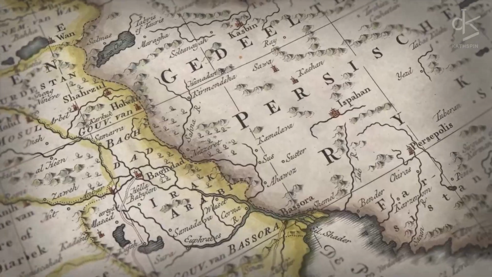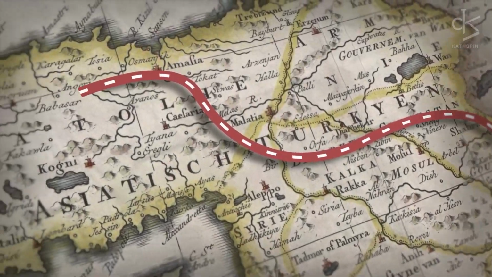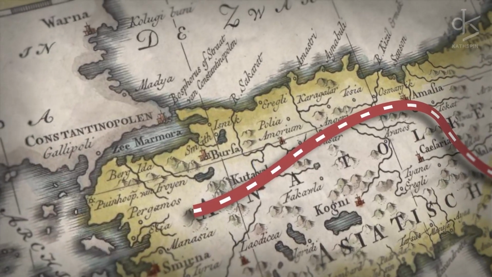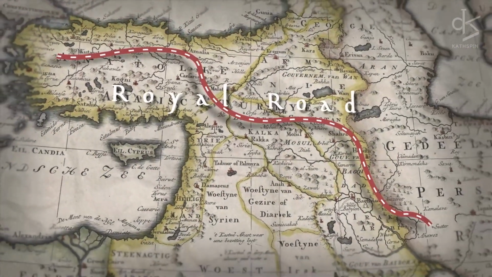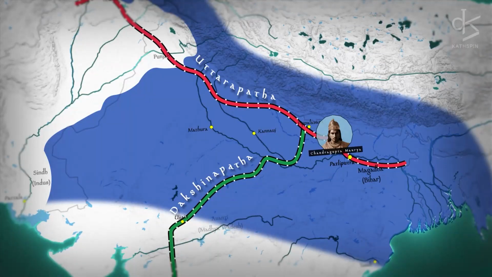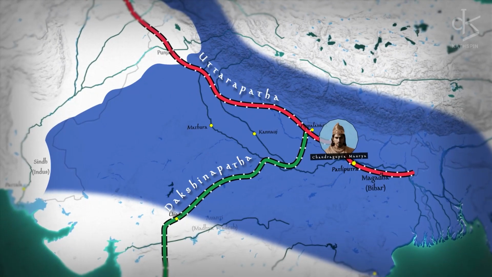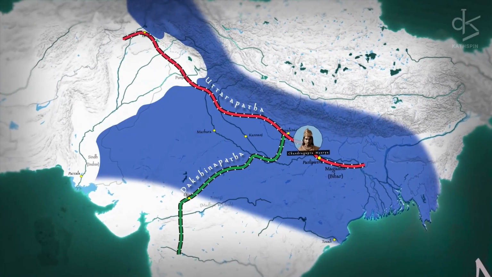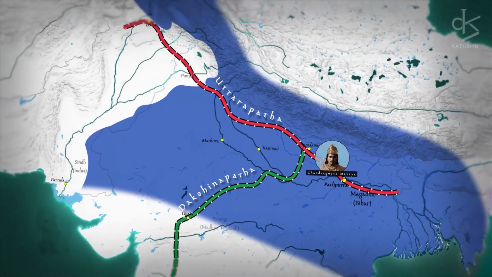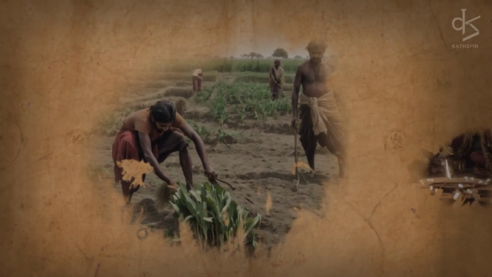The roads were built on the model of the Persian Royal Road, which was one of the most advanced road systems in the ancient world. The Uttarapatha ran from the Indus Valley to the Gangetic Plain, and the Dakshinapatha ran from the Gangetic Plain to the Deccan Plateau. These roads helped to unify the empire and to promote economic and cultural development.